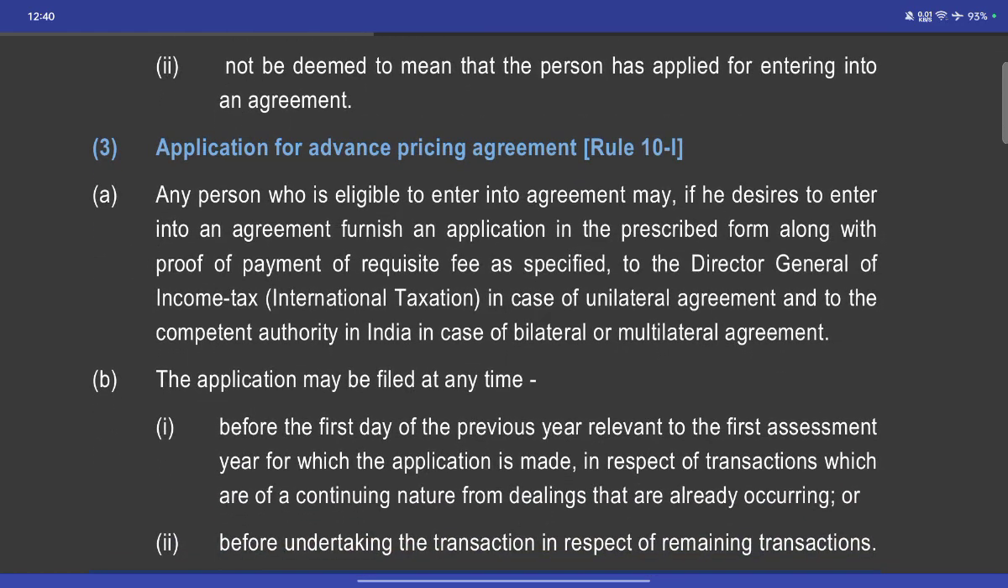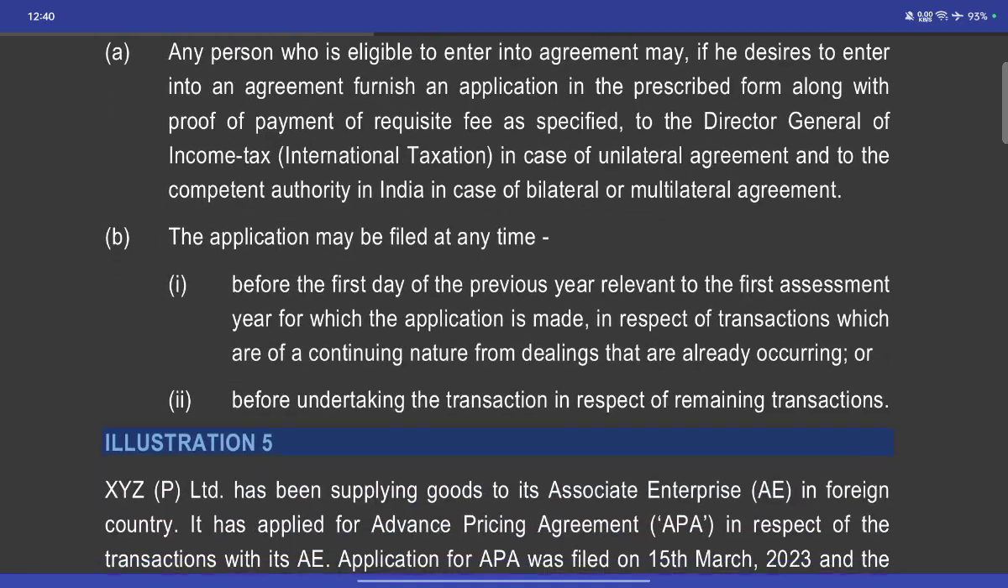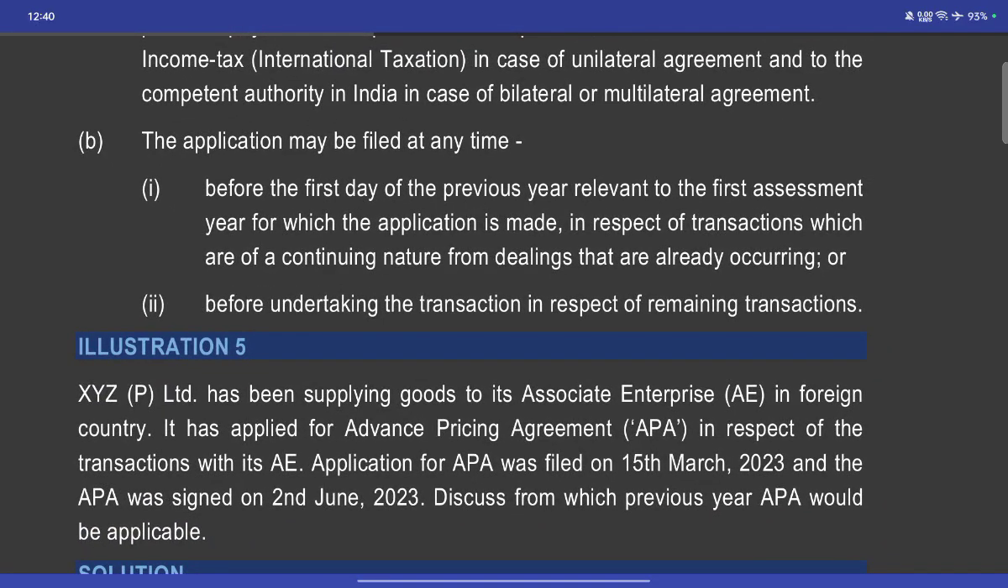Application for advance pricing agreement, rule 10A. Any person who is eligible to enter into an agreement and desires to do so shall furnish an application in the prescribed form, along with proof of payment of requisite fees, to the Director General of Income Tax International Transaction. In the case of a unilateral arrangement, to the competent authority in India; in case of bilateral or multilateral arrangement, the application will be filed at any time.